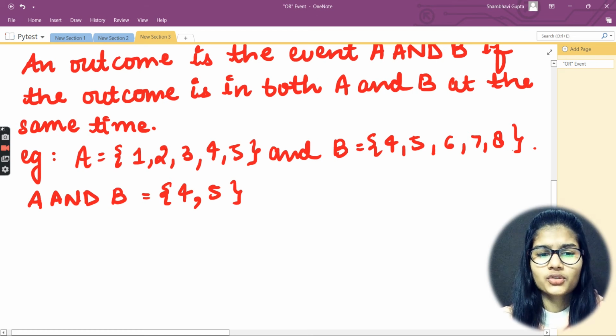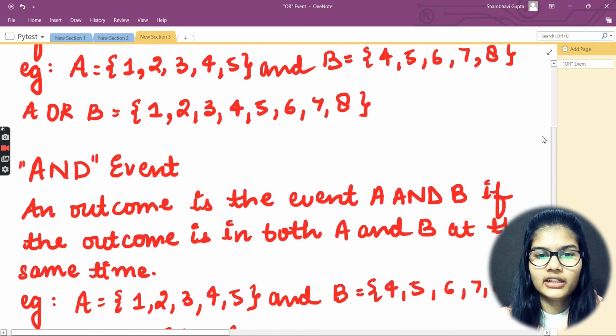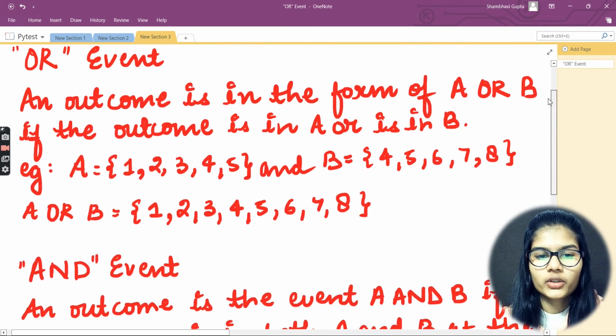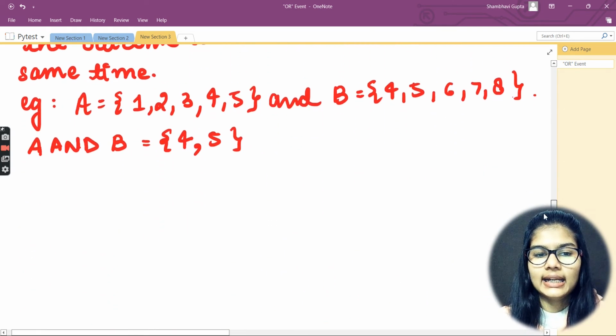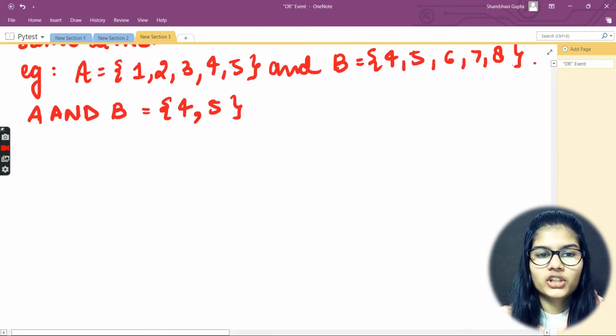Okay, so always remember, please do not get confused between the OR event and the AND event, because there is only a slight difference. In the OR event, whatever the repetitive numbers are there, we do not consider those repetitive numbers. And in the AND event, if a number is repeatedly coming, we just put that number only. Fine, so hope I'm pretty much clear with both of these things now.